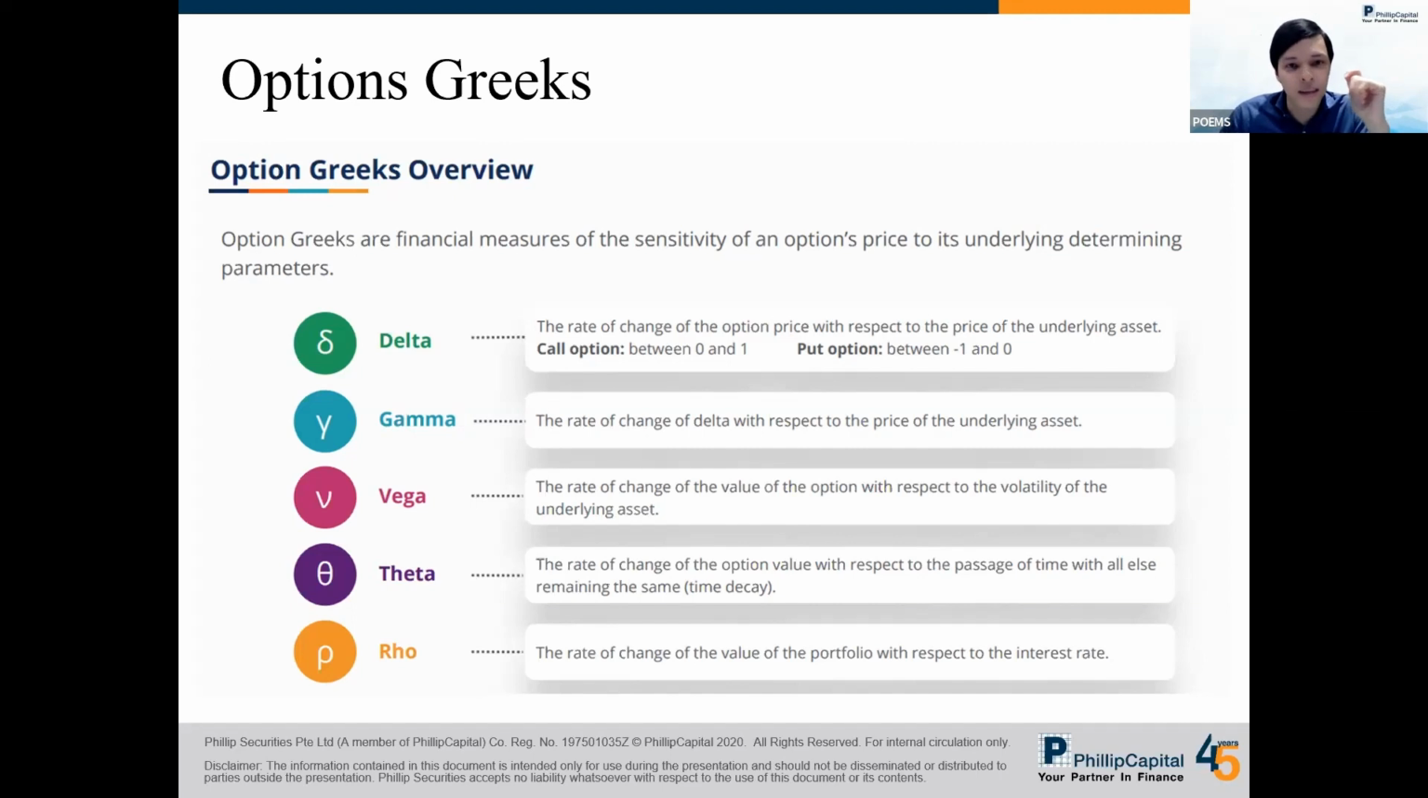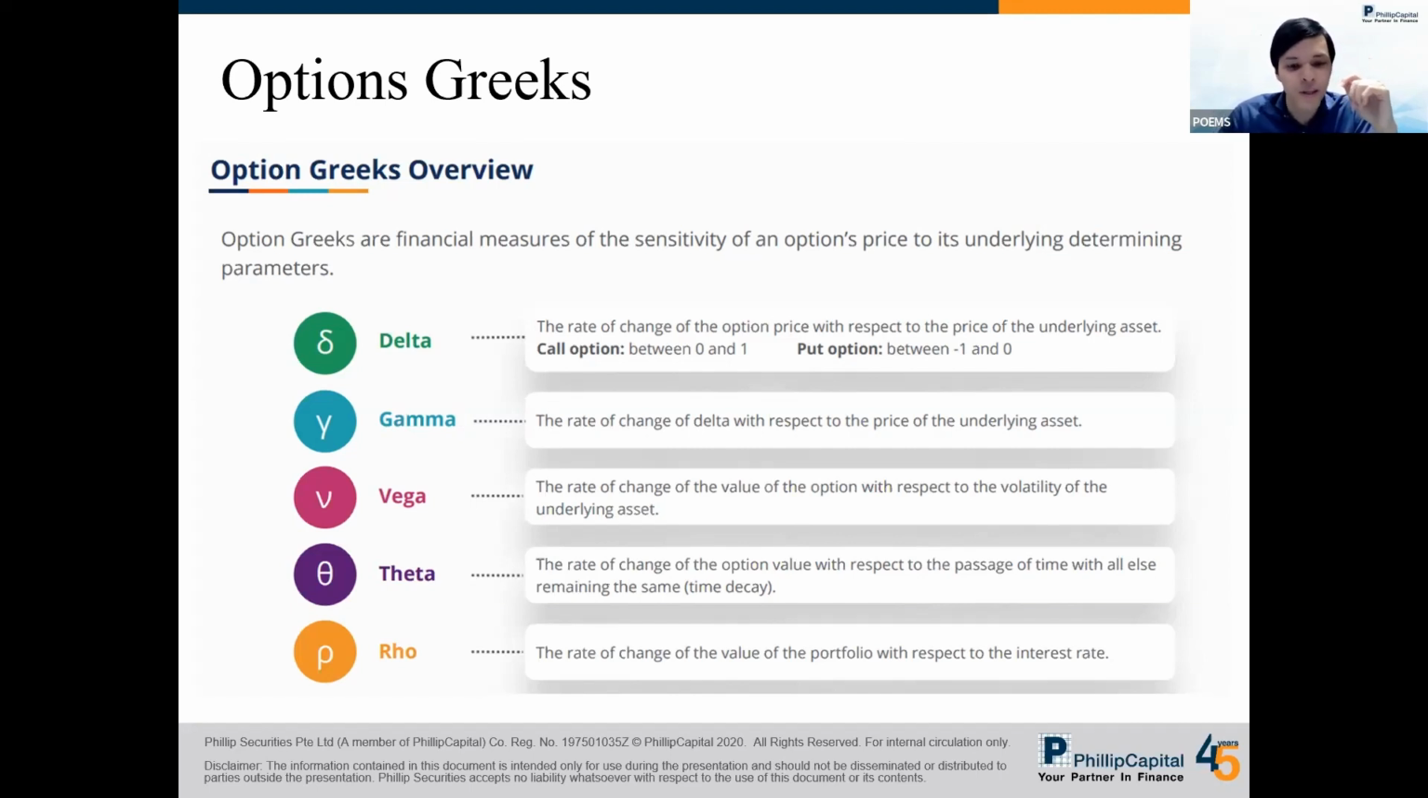Next, we'll go to theta. Theta is basically telling us how the option price changes with respect to time passing by. As you can see, every option has its own expiration date, so your option price would actually go down to 0 if, on expiration date, it's out of the money.